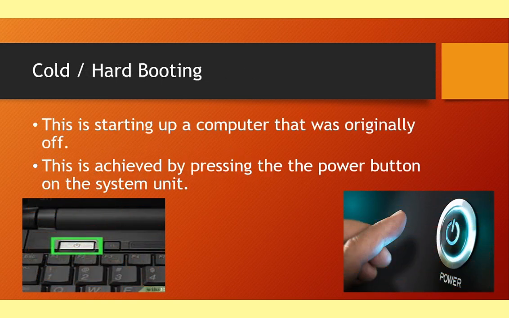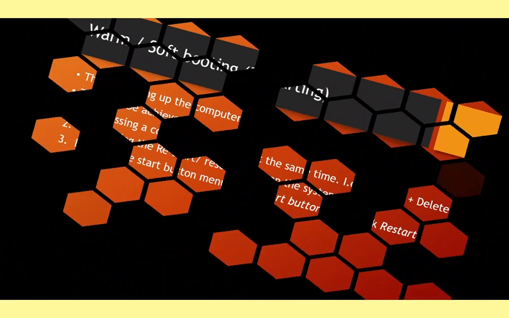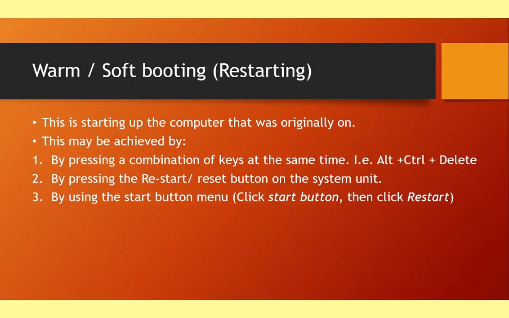What is cold booting? This is starting up a computer that was originally off. When a computer was off and then you start it, it means that you have cold booted a computer. This can be achieved by pressing the power button on the system unit. So when you press the power button on the system unit and the computer was originally off, you have done hard booting.